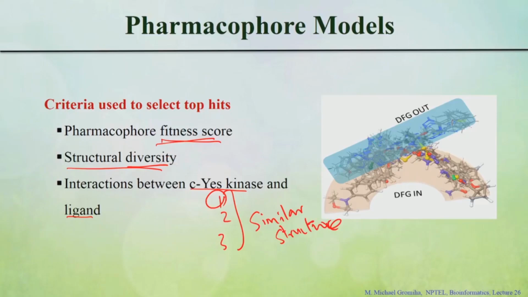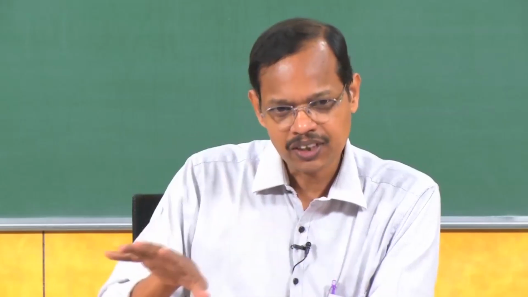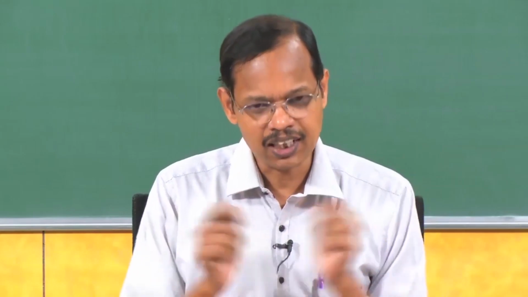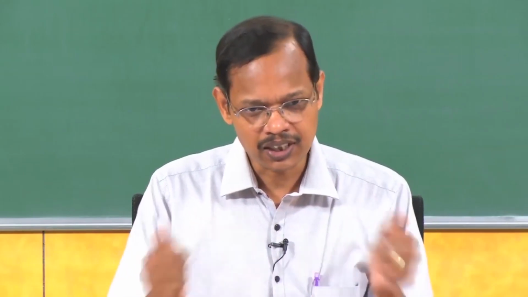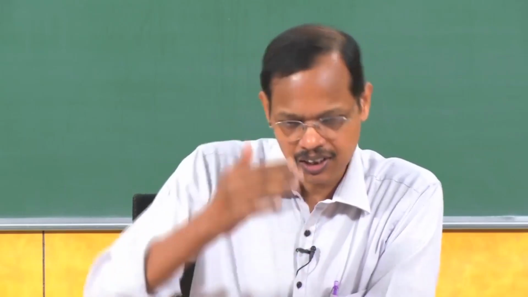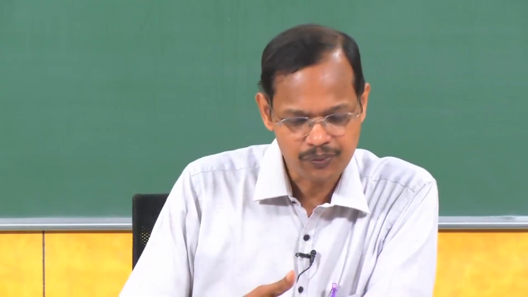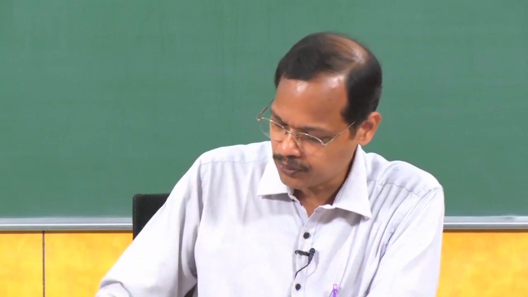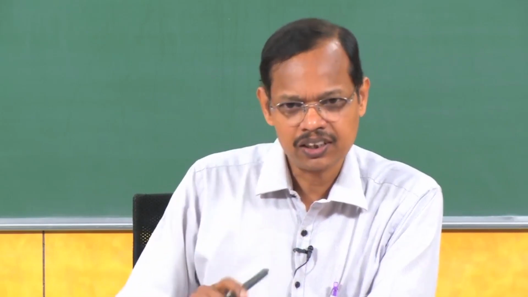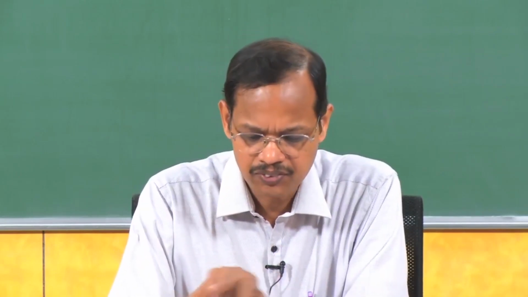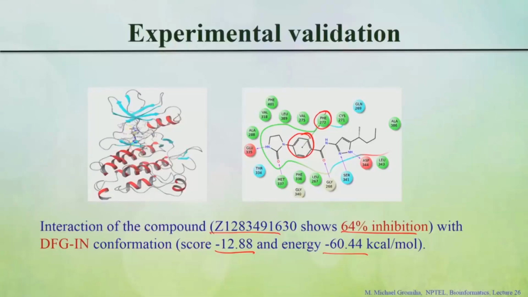Once the second refinement is over and you select a compound, you look at the interactions between the kinase and the ligand, how they interact. If you are comfortable, then we can rank in this order, and finally you can select these compounds. Then we compare with experiments: you can see the direct interaction between the ligand and the amino acids, and you can see good types of interactions. For example, here the score is 12.88, the energy 60, and you can see 64% inhibition. You can do likewise for any target.